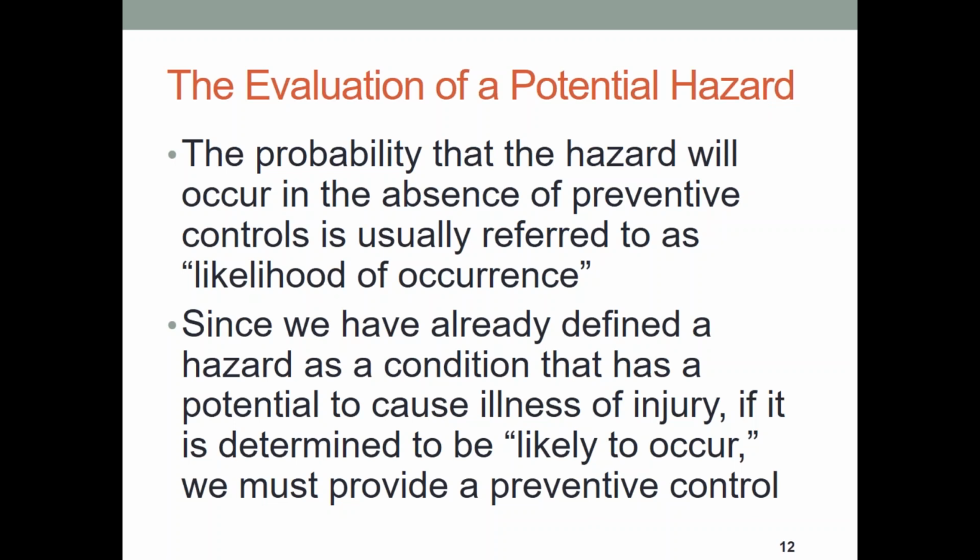The probability that the hazard is likely to occur in the absence of preventive controls, in HACCP parlance or preventive control parlance, is referred to as the likelihood of occurrence. Since we've already defined a hazard as a condition that has a potential to cause illness or injury, that's a typo on the slide, if it has a potential to cause illness or injury, it's determined to be likely to occur, and we must provide a preventive control. If we have determined that likelihood of occurrence, we don't have to worry too much about the significance of the hazard to determine whether or not we have to control it.